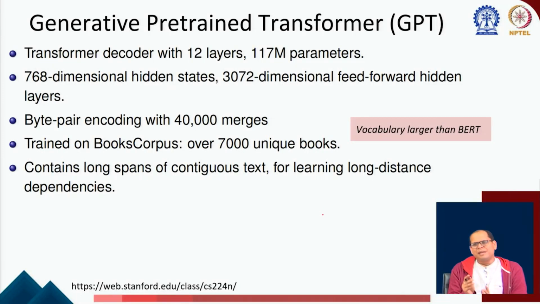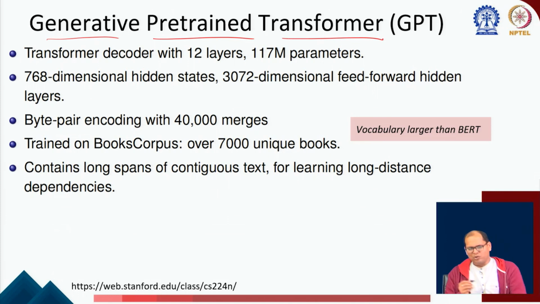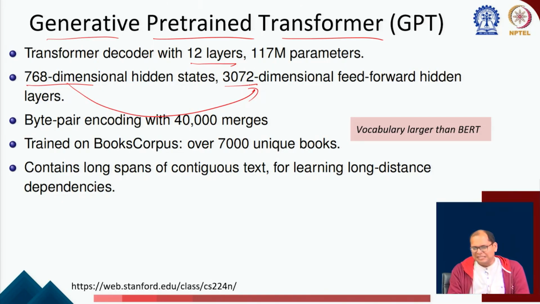GPT was one of the very first pretrained decoder models, and that's where the name comes from: generative pretrained transformer. It's a generative, decoder-based model, and it has a configuration very similar to BERT. Actually BERT came after that, and used the same configuration. So it had 12 layers, 768-dimension hidden state, and 768 times 4, that is 3072, dimensional feed-forward hidden state. The only reason it had more parameters than BERT was a slightly larger vocabulary: 40,000, while BERT had around 31,000.